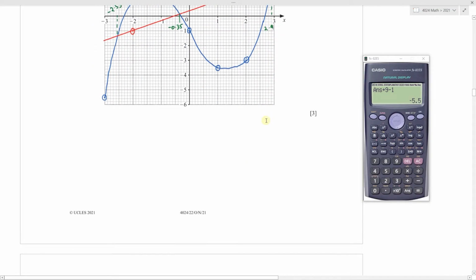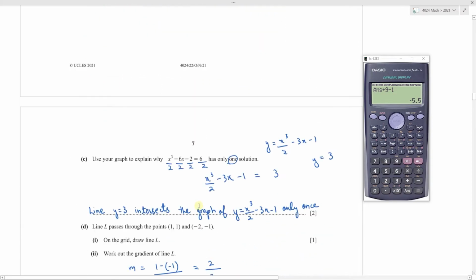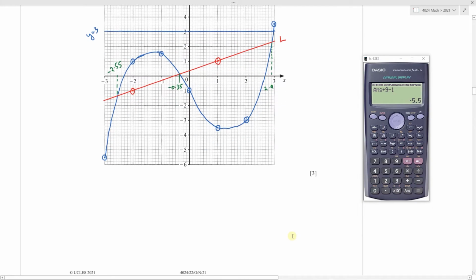So you have three intersection points, and the three x values are minus 2.55, minus 0.35, and the third one was 2.9. Yep.